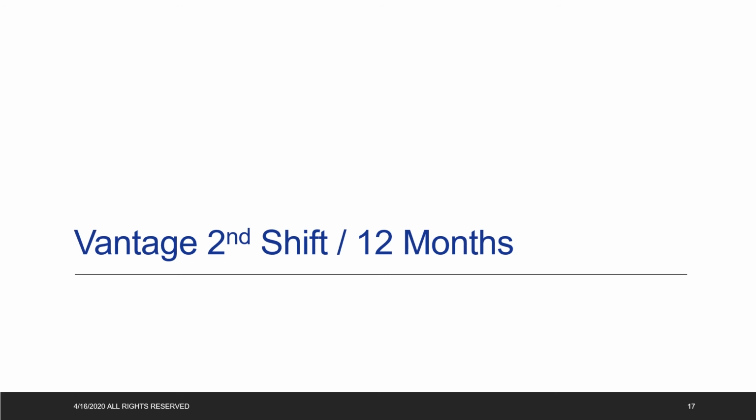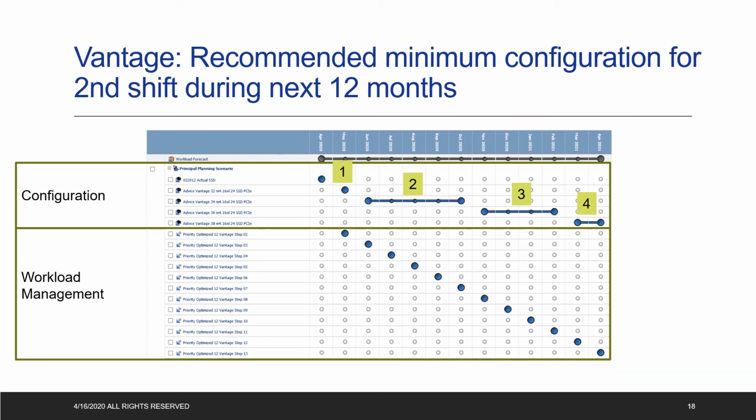Let's review modeling and optimization results for Vantage for the second shift and for the next 12 months. This example shows results of the modeling and optimization and finding the minimum configuration required for Vantage during the second shift during the next 12 months. So we're showing what type of instance will be required and when additional instances will be necessary, when an upgrade will be required in order to support service level goals. We're also showing results of workload management optimization.